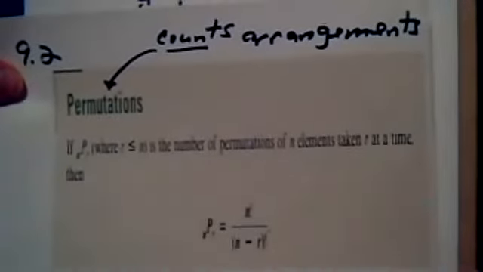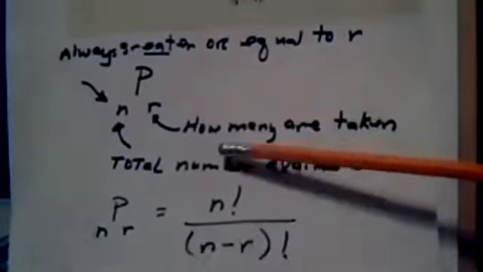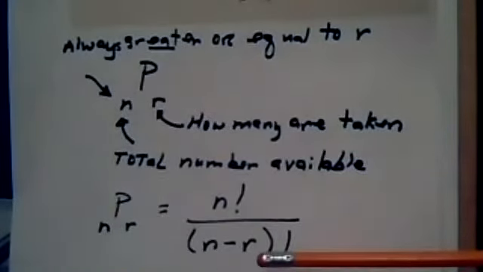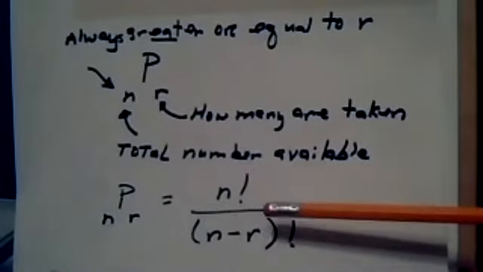The symbol is always P, and you have an N on one side and an N on the other side. The N is the total number of available objects. R is how many are taken. This is the formula for permutation. Here's a factorial. The calculator can do this for you much quicker.